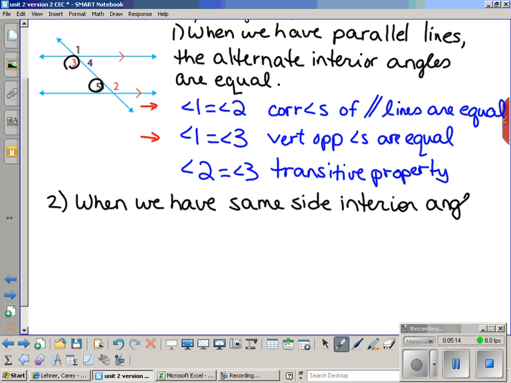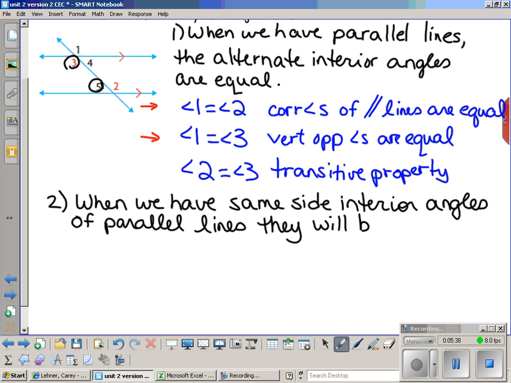Now these ones are not equal. If you think back to yesterday's, or if you even look at them, you'll know they're not equal. But what was the relationship between them? And what I'm going to say is when we have same side interior angles of parallel lines, they will be supplementary. That means they will add to 180 degrees.